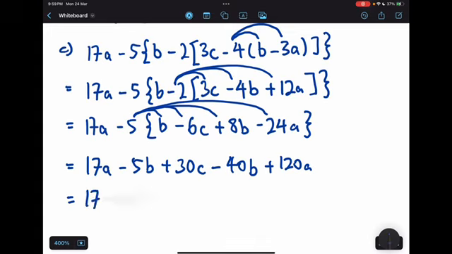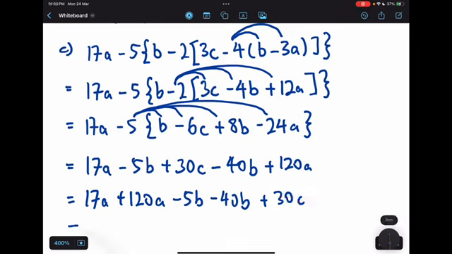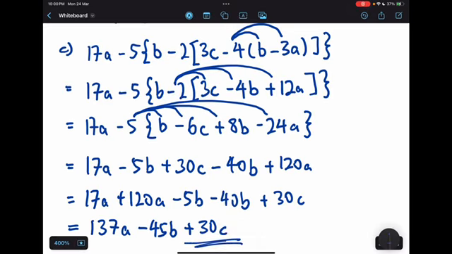So all my a's will go together. 17a followed by positive 120a minus 5b minus 40b, and lastly plus 30c. 17a plus 120a, that would give me 137a, minus 5b minus 40b would give me minus 45b, and lastly 30c. And this is my answer for C.